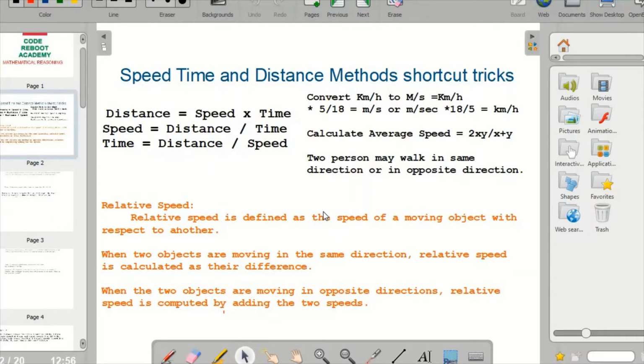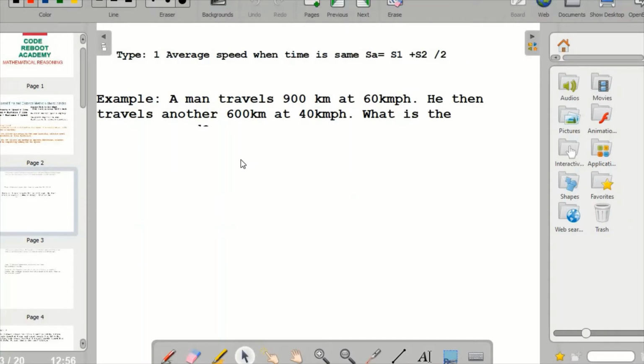Okay. Here we have our first problem, first type. We are going to calculate the average speed when time is same. Here the time is same, but we have to calculate the average speed of the person. Here the example is: a man travels 900 kilometers at 60 kilometers per hour. He then travels another 600 kilometers at 40 kilometers per hour.